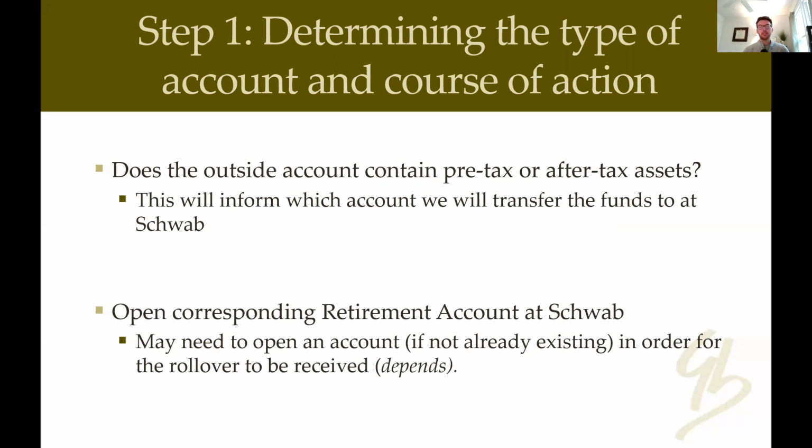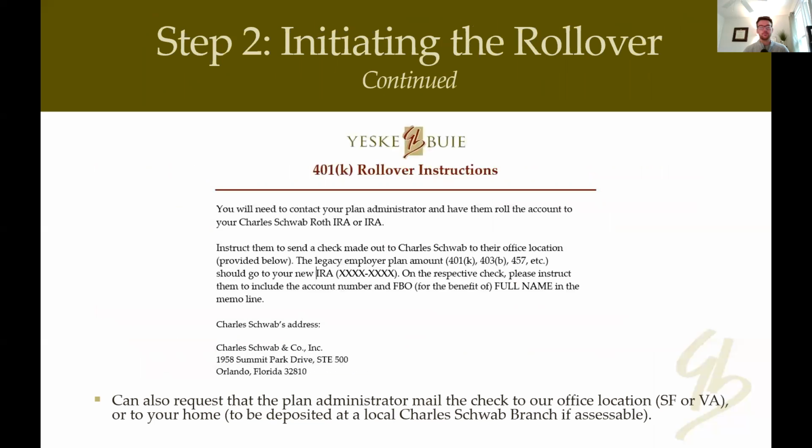Once the type of account has been determined and we know the receiving account is open at Schwab, then we will provide you with unique instructions to follow to initiate the rollover. So here's an example of what you can expect to receive from us, and it can have some variability. The first thing to do when initiating the rollover is to contact the plan administrator who oversees the current plan you're about to roll over to Schwab. You will need to provide the Schwab account number designated to receive the rollover to the plan administrator, as well as your full name, of course.